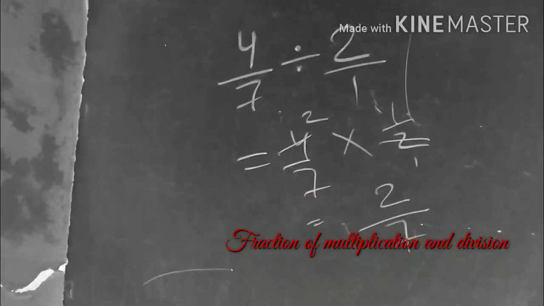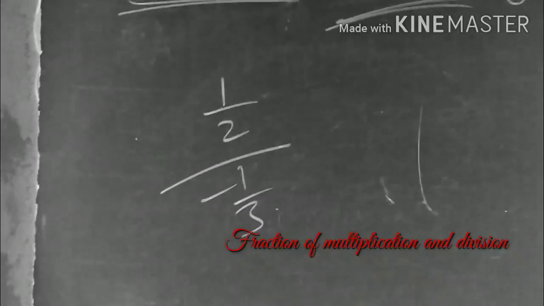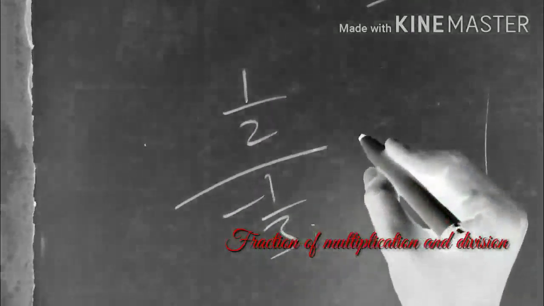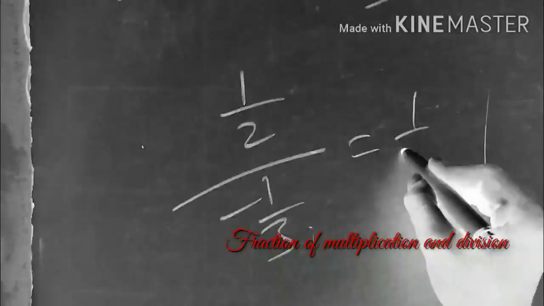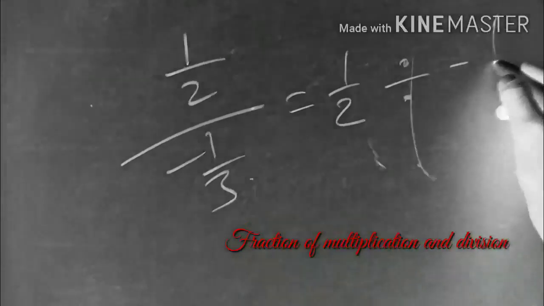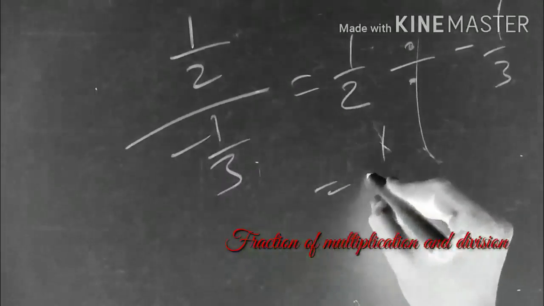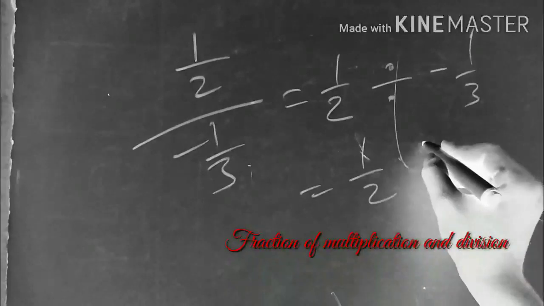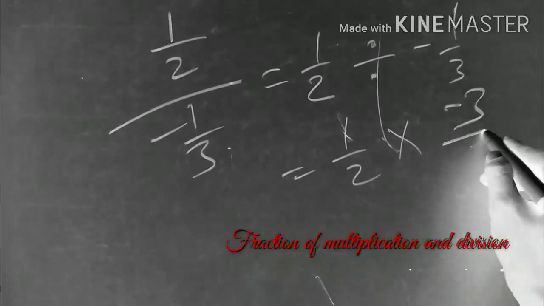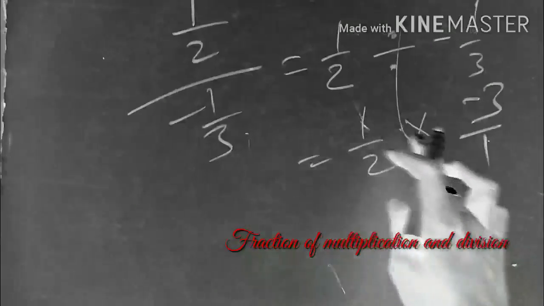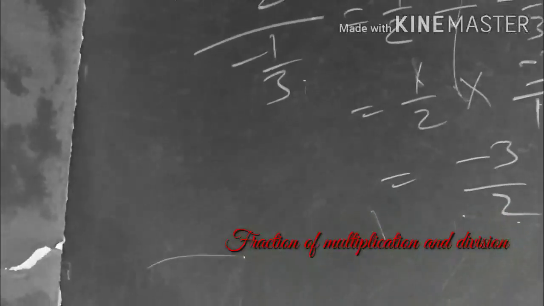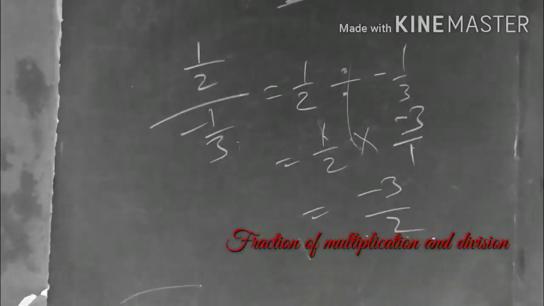We will look at another type of question. We can write in this question also 1 by 2 divided by minus 1 by 3. So 1 by 2, division changes into multiplication. So 1 by 2, then minus 3 by 1 we can write. So once the 1 cancels out, then 3 times 1 is 3, minus 3 by 2. The required answer is minus 3 by 2.